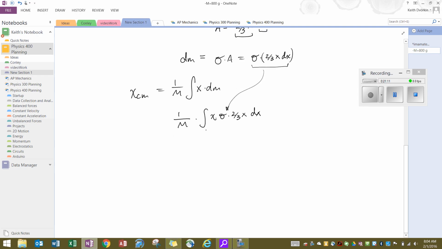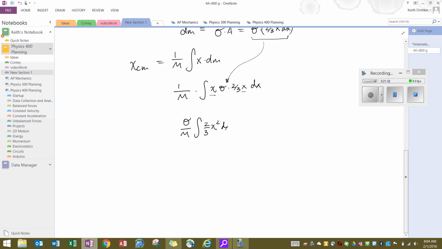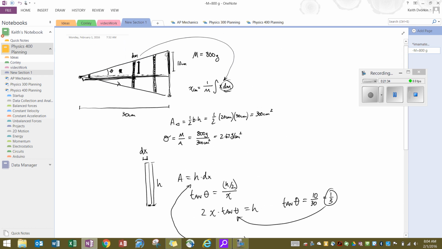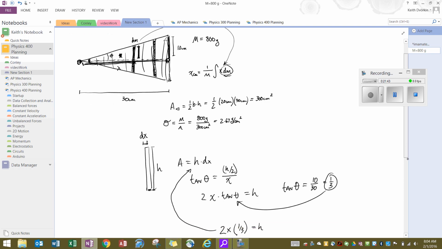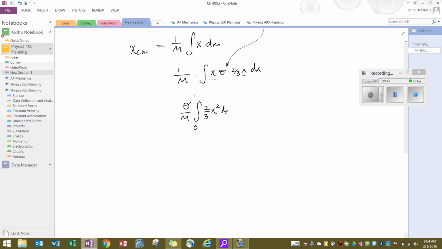Okay, sigma is a constant. You can pull that out to the front. In the integral, we have x and x. Suppose we could have pulled the 2/3 out as well. We have 2/3 x squared dx. Now, what are the limits of this integration? Well, we're going on the x-axis, so we're going to integrate from 0 out to 30 centimeters. That's going to get us all of our vertical slices in this triangle.